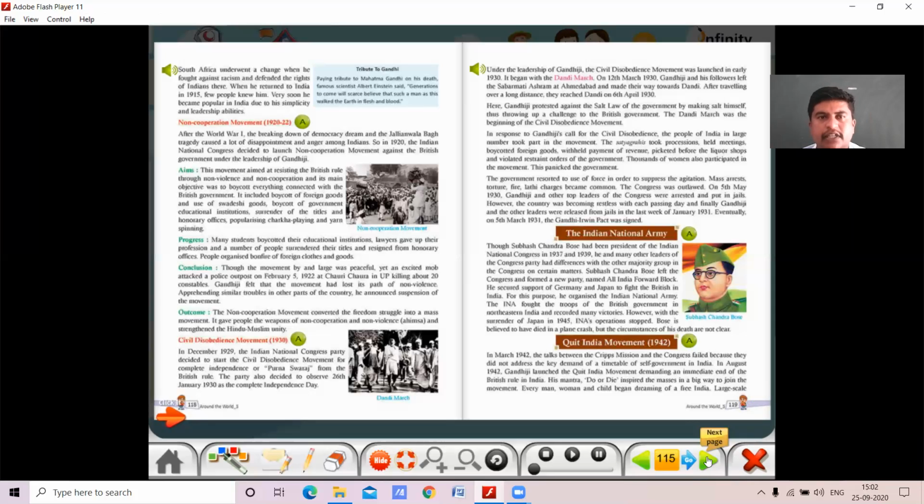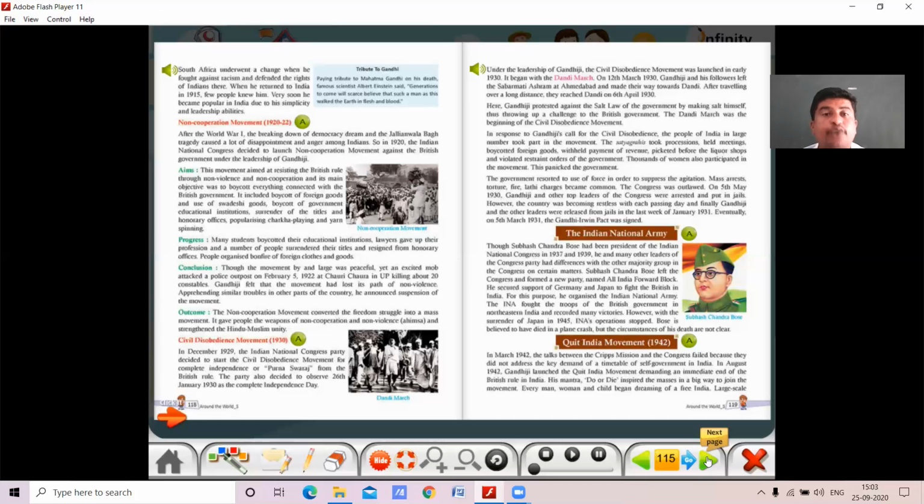After World War I, the breaking down of the democracy dream and the Jallianwala Bagh tragedy caused a lot of disappointment among the freedom fighters of India. So, in 1920, the Indian National Congress, INC, decided to launch the non-cooperation movement under the leadership of Mahatma Gandhiji. What is meant by the non-cooperation movement?